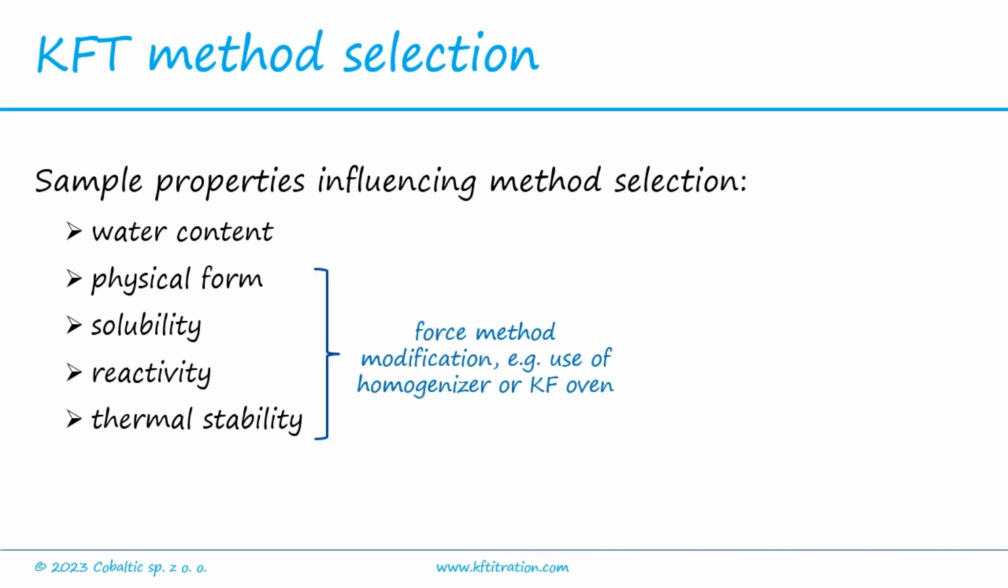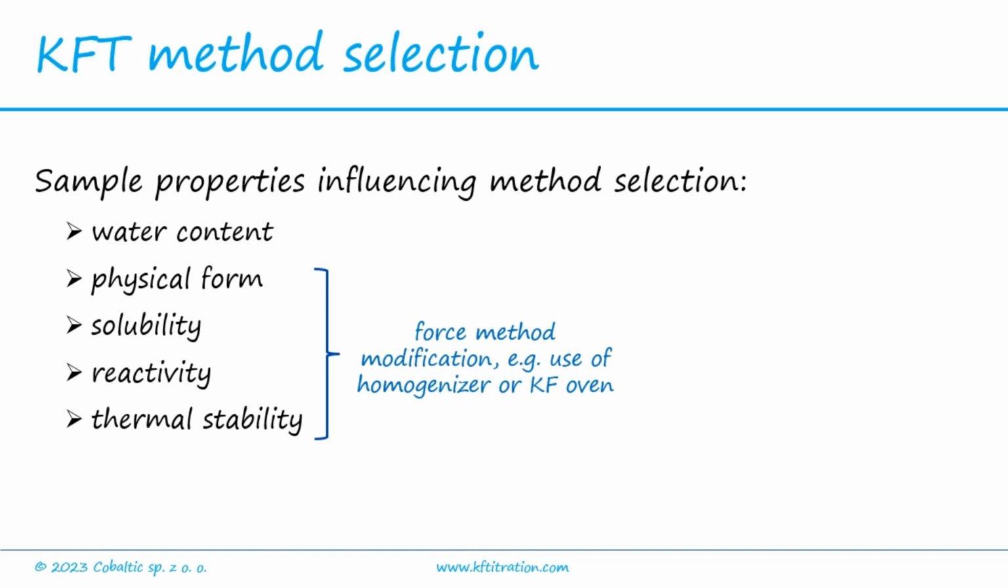method modifications, such as the use of a homogenizer or a KF oven. And in case of KF oven, sample's thermal stability is also important. These special modifications are not part of this training, so if you want to learn how to analyze problematic samples, go to the advanced Karl Fischer Titration training.